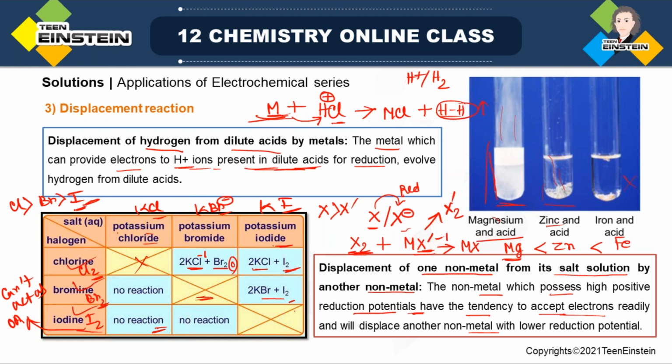So these are examples of displacement of one nonmetal from the salt solution by another nonmetal, because Cl, Br, I all are examples of nonmetals. So these two examples: the displacement of hydrogen from acid and the second, displacement of a nonmetal. Is there any doubt? Should I repeat?